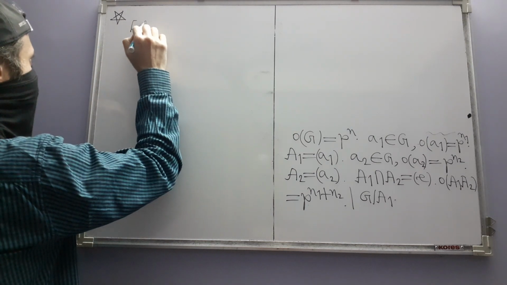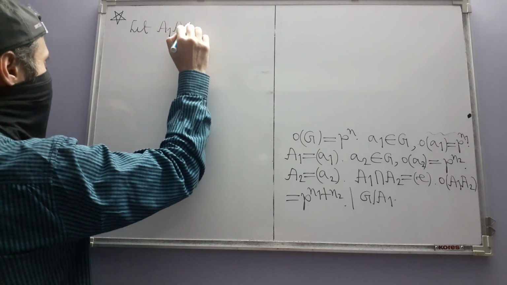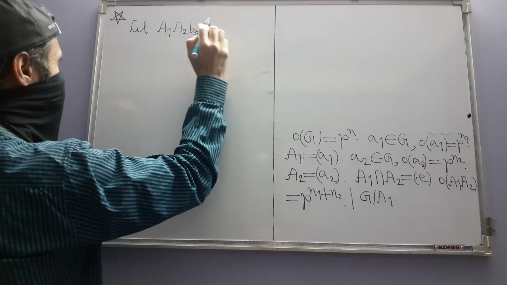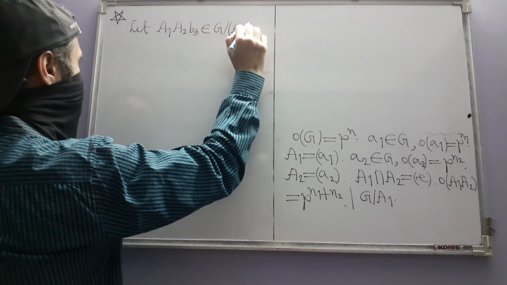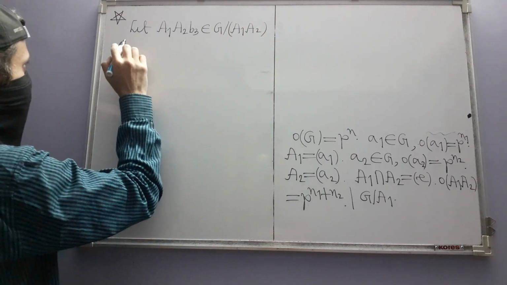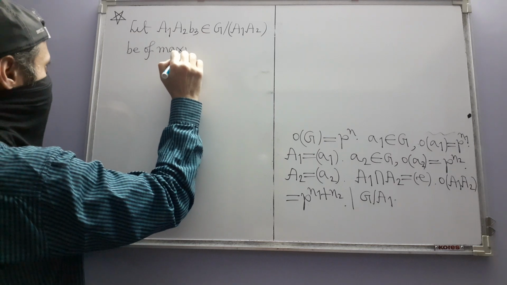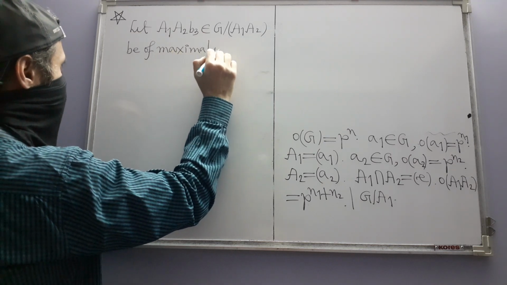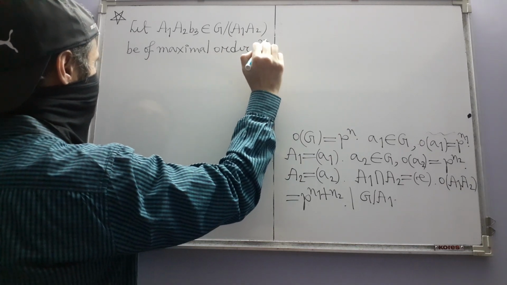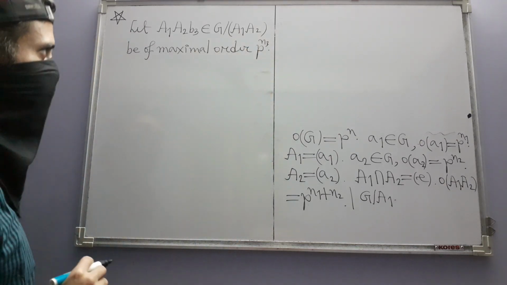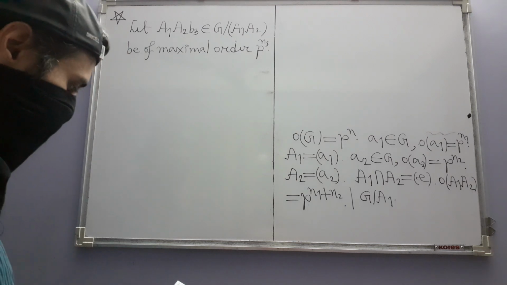Let A1 A2 b3 belonging to G quotient A1 A2 be of maximal order. Now this order, just like the other orders, will be a power of p, say p to the power n3. Alright.